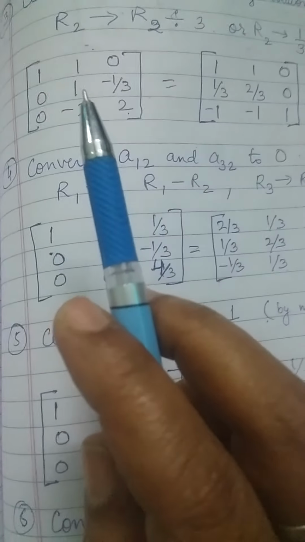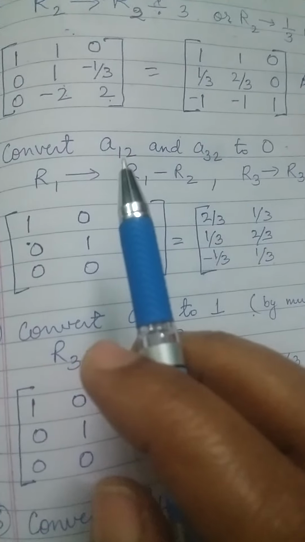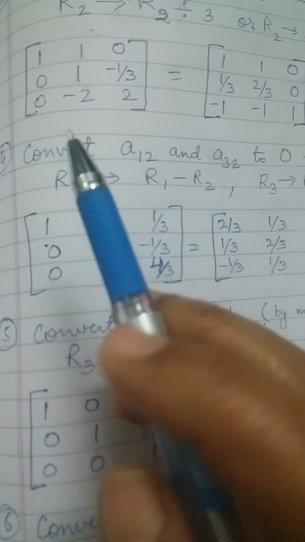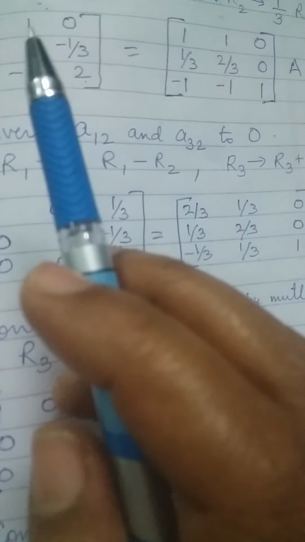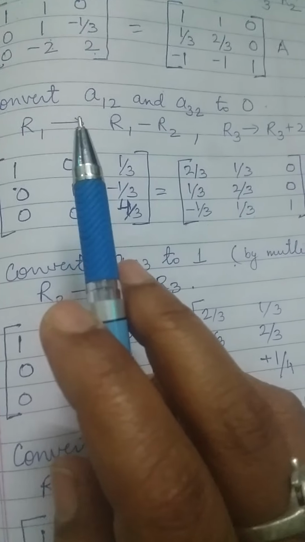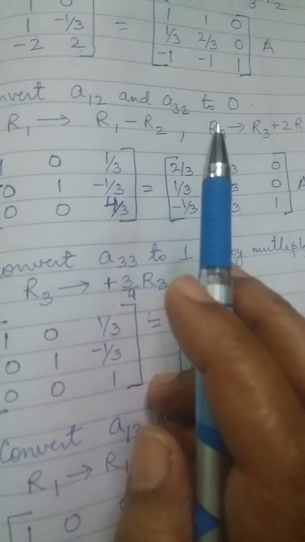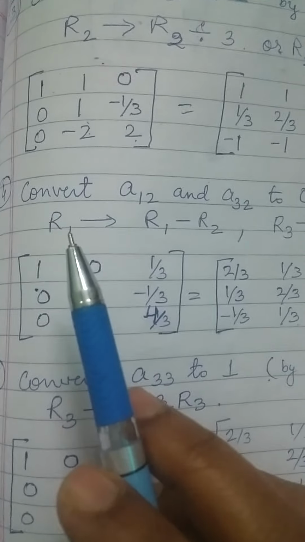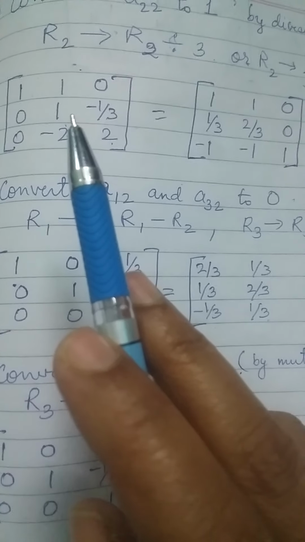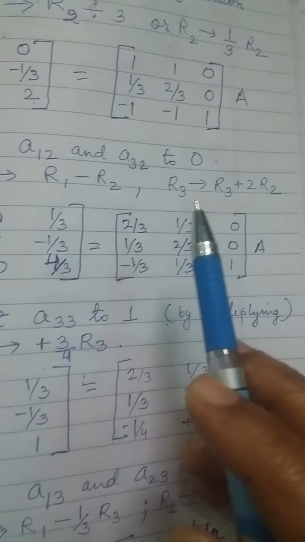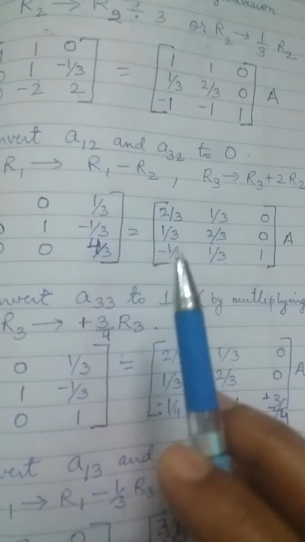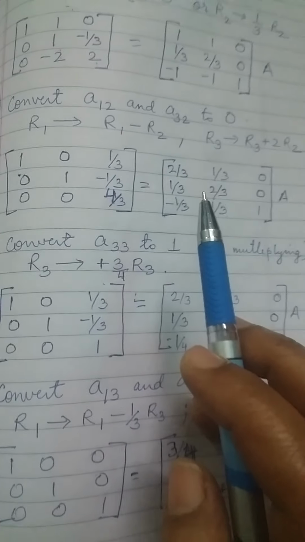Now this has been made 1. With the help of this one, we will make two zeros in the same step. Means we will make 0 at A12 position and we will make 0 at A32 position. So the next step is to convert A12 and A32 to 0. So to convert A12 to 0, we will say R1 transforms to R1 minus R2. See, R1 minus R2 will give 0. R3 transforms to R3 plus 2 R2. See, R3 plus 2 R2 will give this 0. This way we will apply the transformation on both sides.